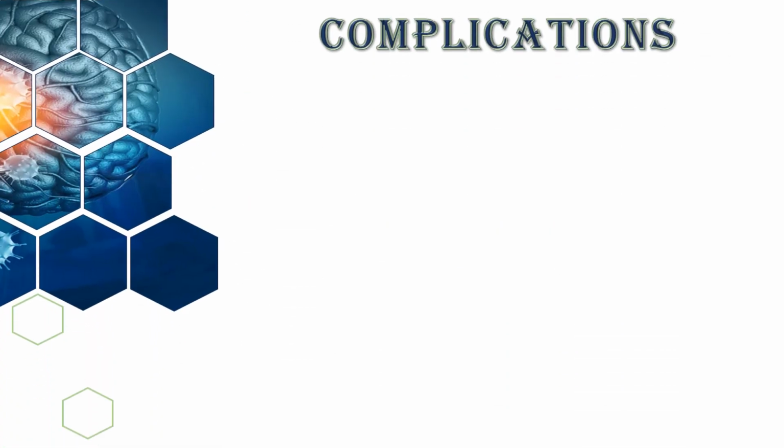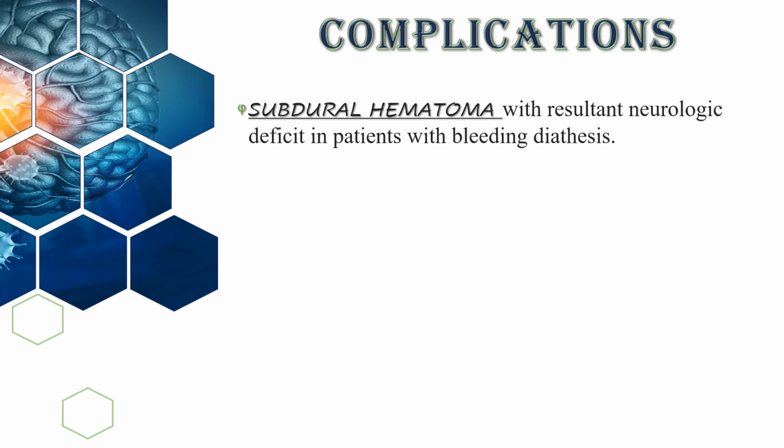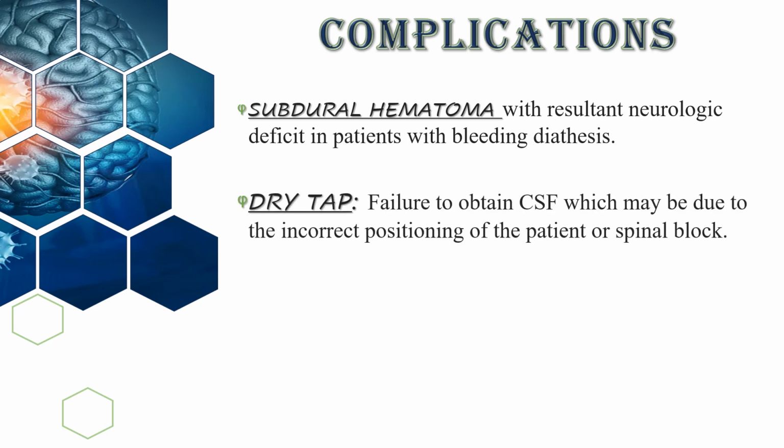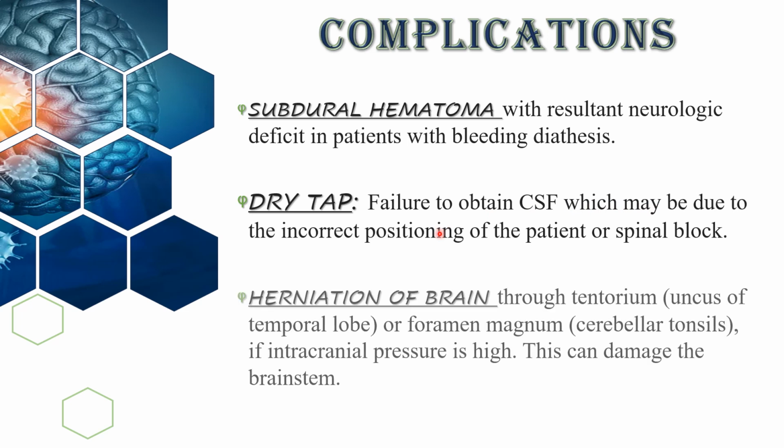So other less common complications include a subdural hematoma, which can also result in a neurological deficit in patients with bleeding diathesis. Then there can also be a dry tap. What do you mean by a dry tap? A dry tap means failure to obtain CSF, which may be due to an incorrect positioning of the patient or because of a spinal block. And finally, the most rare one is herniation of brain through the tentorium or foramen magnum, and this occurs in case we are doing a CSF procedure where the patient already has a high intracranial pressure.